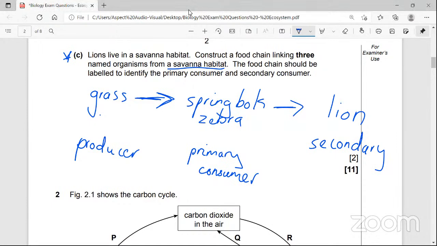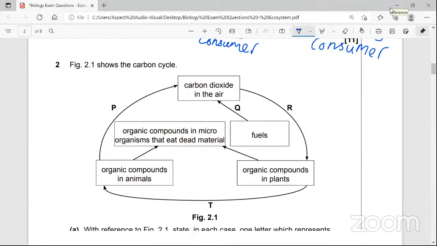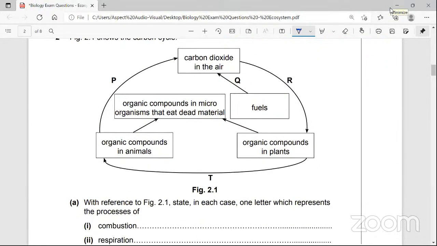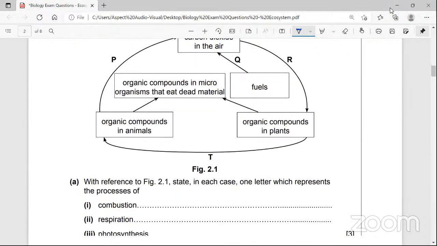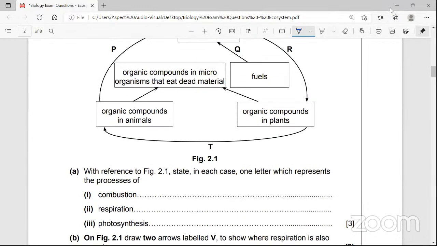What did he say? Right, secondary consumer. Now let's move on to the next part. You understand now? Okay, number 2 shows the carbon cycle. I think this was done extensively. You guys now know how to answer this, right?